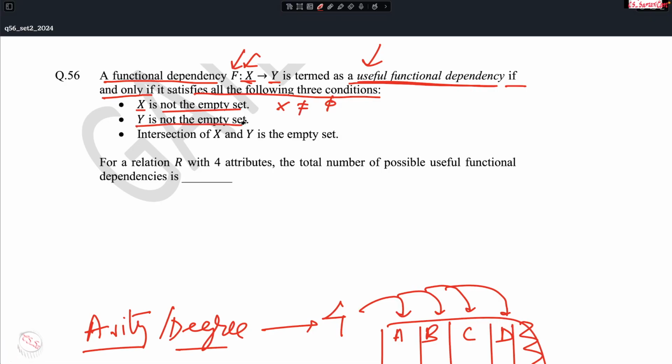Y is not an empty set, so y is also not equal to phi. The intersection of x and y is an empty set, so x intersection y is equal to phi. This part is also there.